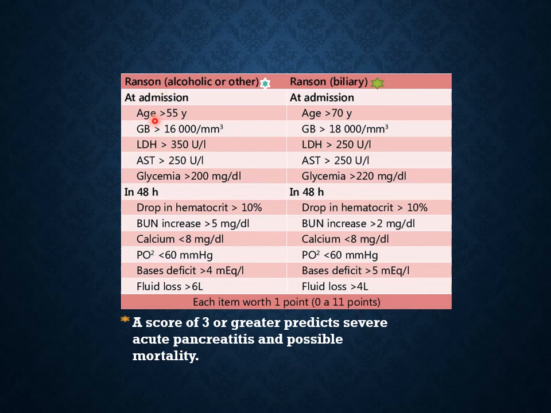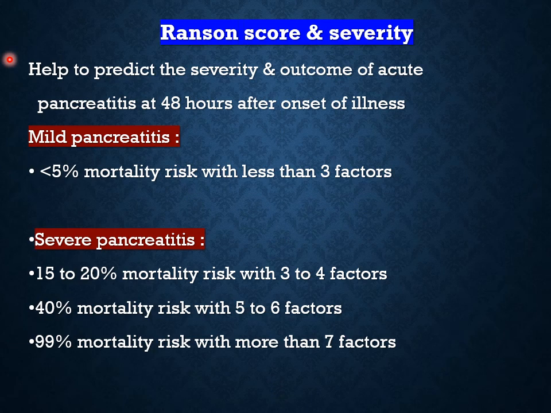The prognosis is very important. Why is this important? Because on admission, a patient may come with mild pancreatitis, but in the ward, it can progress very rapidly into severe pancreatitis and multi-organ failure. So this scoring system helps to assess the severity of the pancreatitis. The Ranson score helps to predict the severity and outcome of acute pancreatitis at 48 hours after onset of illness.